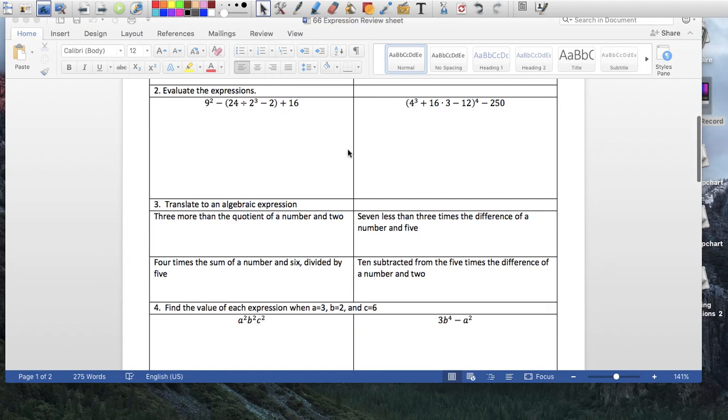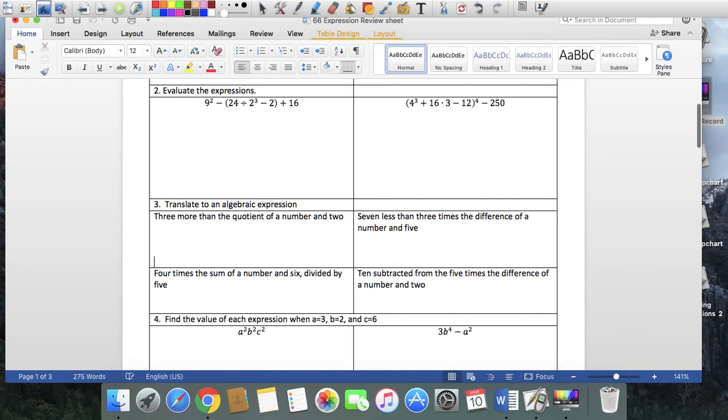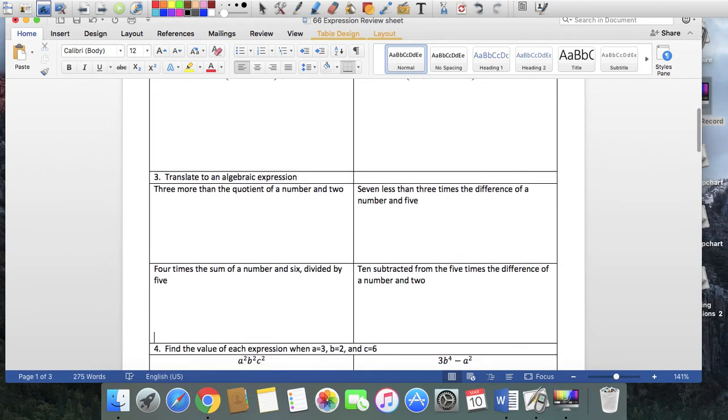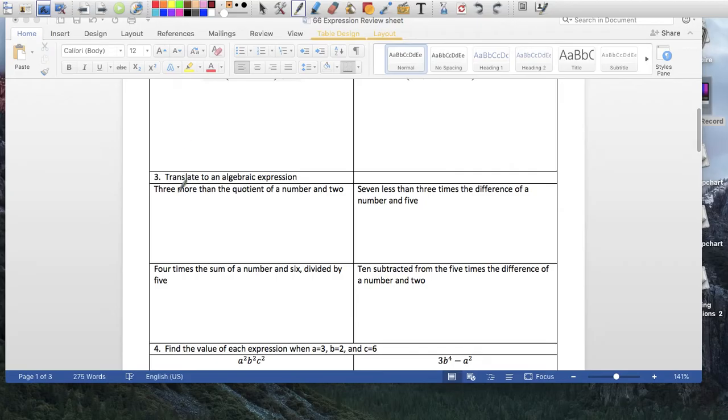Translate to an algebraic expression. I think one of the easiest ways of doing this is to literally translate the words as they are and then make any changes after. I'll show you what that means. Let's do this one by one.